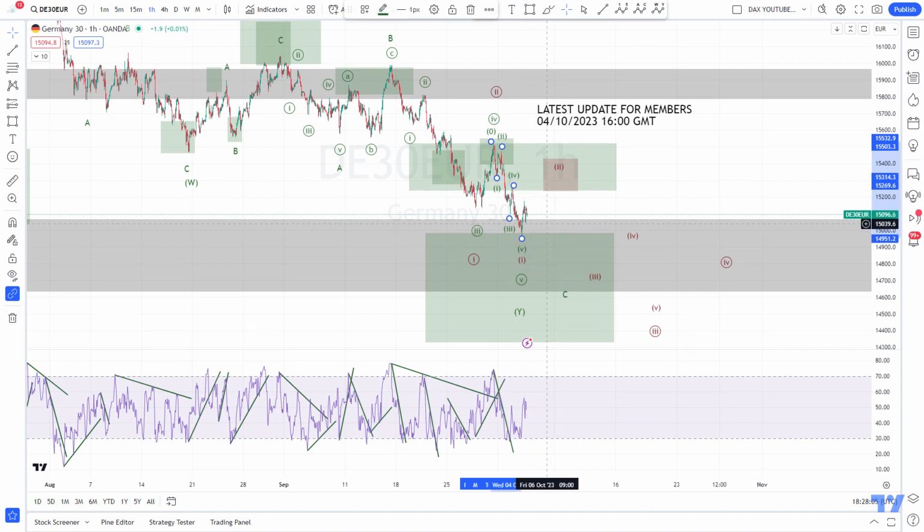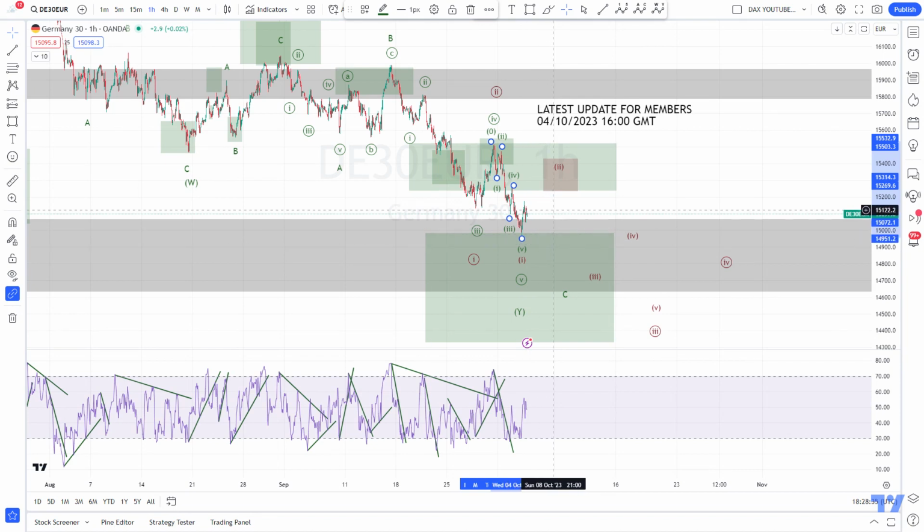But these very lower time frame swings and cycles are very hard to identify. So sometimes I cannot be that accurate in my predictions. But the bottom line of the green scenario is that we should really finish soon here.